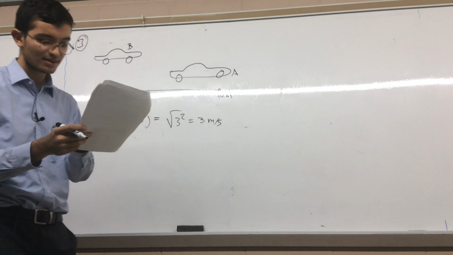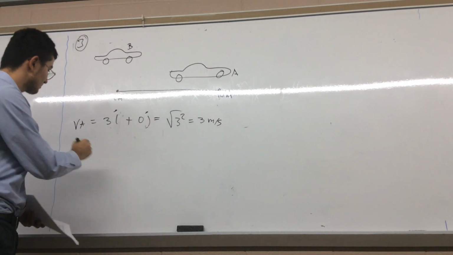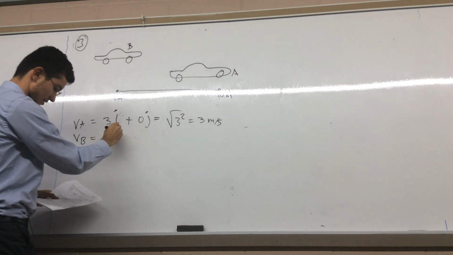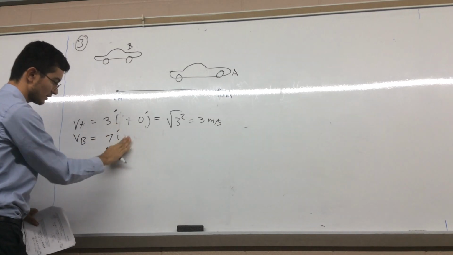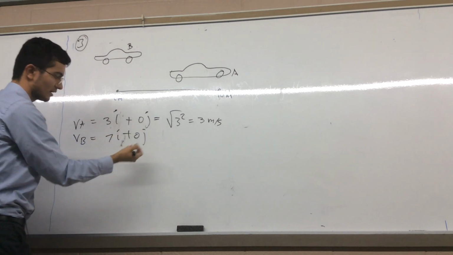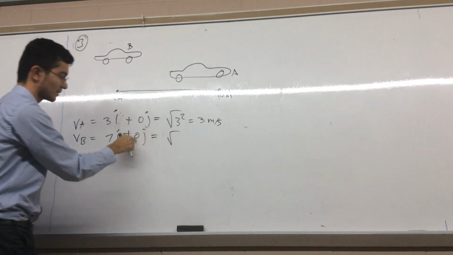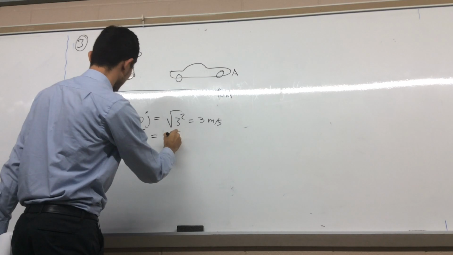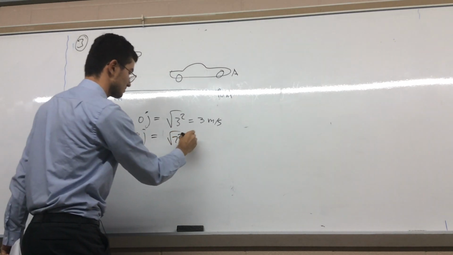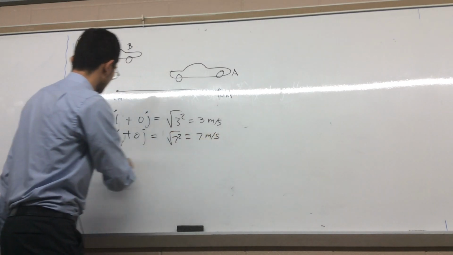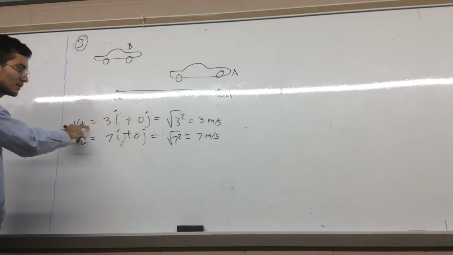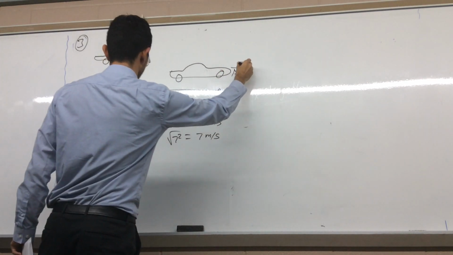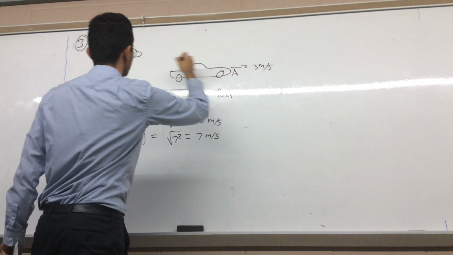Now we're going to find the magnitude of the velocity of car B. For car B, we have 7i hat plus 0j hat. And we do the same thing, because over here we have 0 for the j hat component. So that's going to be the square root of 7 squared, which is just 7 meters per second. This is the velocity of car A, and this is the velocity of car B. So we have 3 meters per second and 7 meters per second.